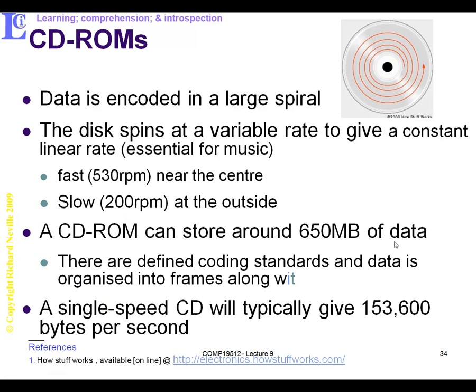So these are actually relatively large storage devices. They're 650 megs each, one of these, and the data itself is also stored along with some error correcting as well. So a CD will typically, in a particular format, be able to read and write data at 153,600 bytes per second. It's relatively fast.